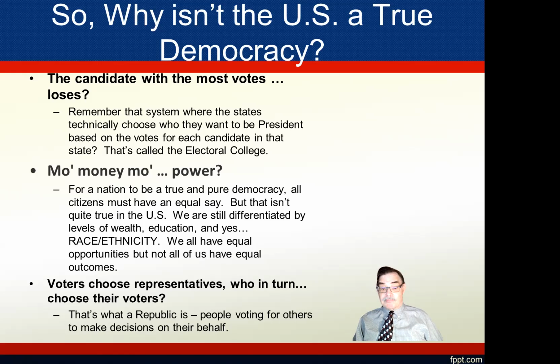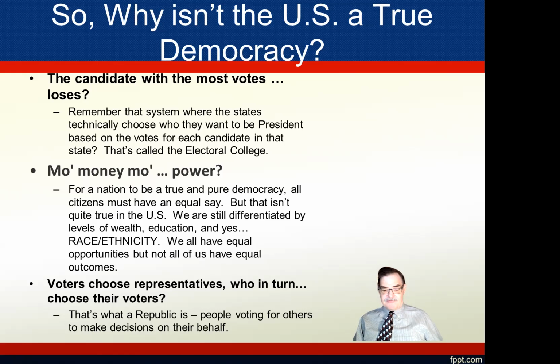And here's another one, more money, more power. For a nation to really be a pure democracy, everybody's got to be equal, and they all have to have an equal say. But that isn't quite true in the United States. We are differentiated by levels of wealth, by education, and yes, race and ethnicity do differentiate us. We all have equal opportunities, but not all of us have equal outcomes. So we're not all exactly the same on the playing field. And that's what you have to have for a pure democracy.